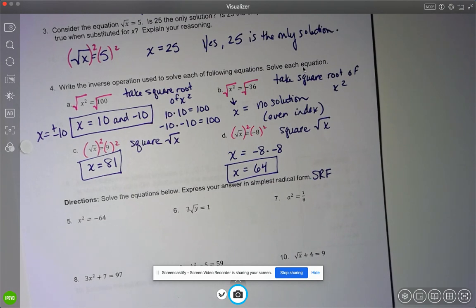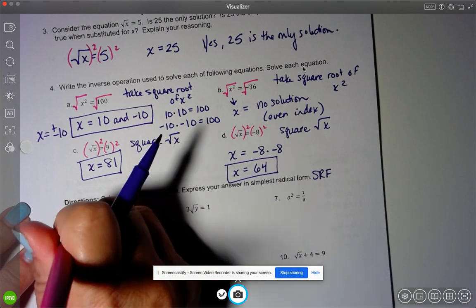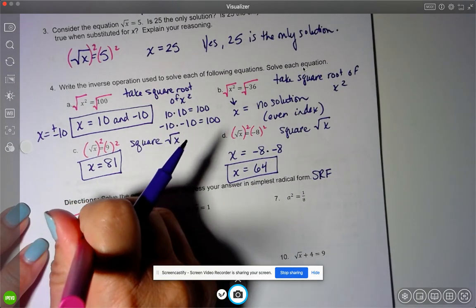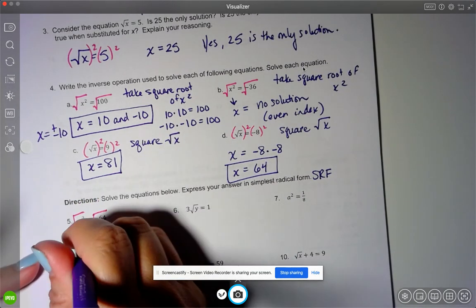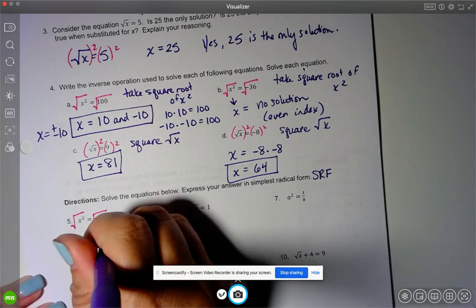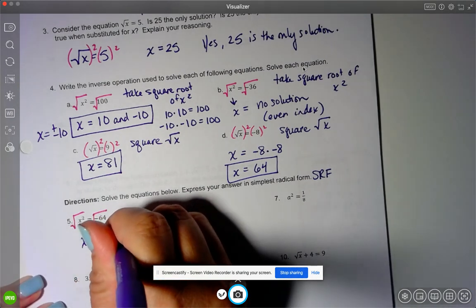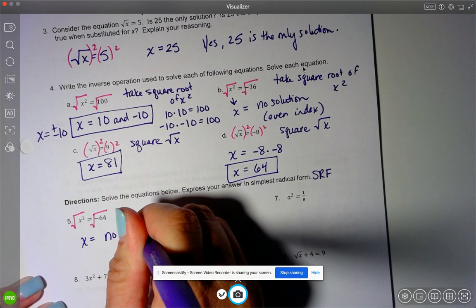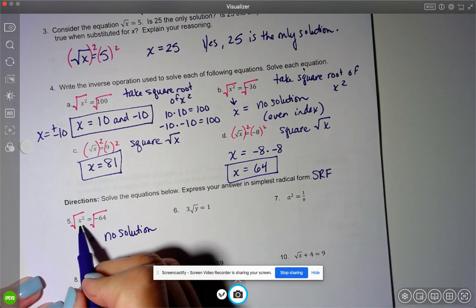Okay, so on the first one, we're going to do the inverse operation, which is taking the square root of both sides. So I have x equals, but then there's no number I can multiply by itself to get to negative 64. So this is actually no solution because I have an even index here, right? I'm trying to take the square root.